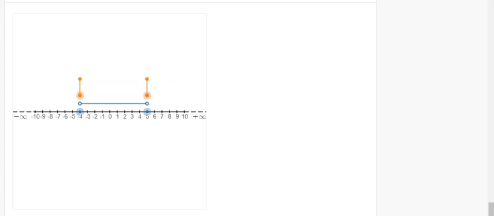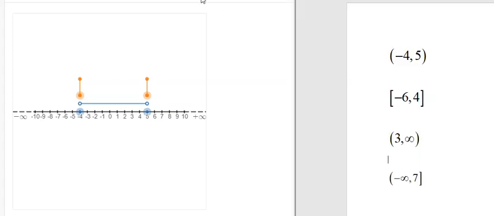What Knewton Alta calls them is switches. So you're going to take this switch and you can move it up or down, the orange switch, to make the interval open or closed. So this is the one that goes from -4 parentheses all the way to 5 parentheses because of the open circles. So let's go to the next one now.